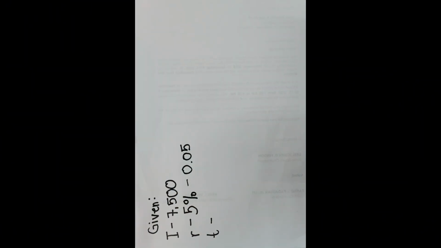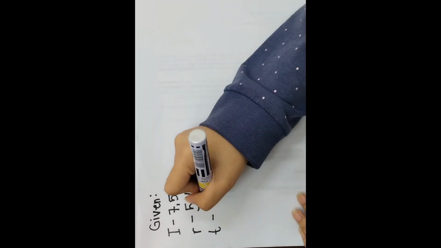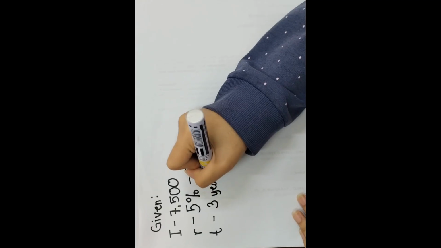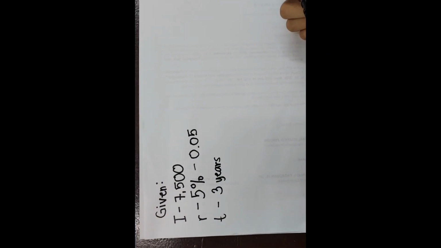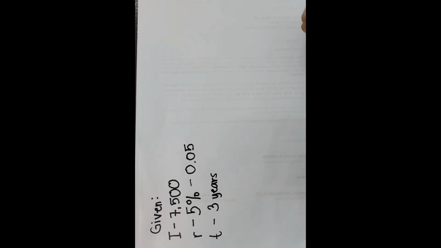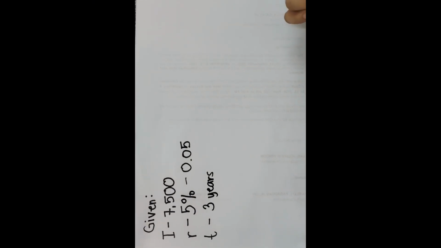We were given the time of 3 years, where in some cases you have to take note that if the time is given in months, we have to divide it by 12, which is the number of months in a year. And if it is in weeks, it will be 52 weeks in a year, while in days, it's going to vary between ordinary and exact interest. So in our problem, it's already in years, so we don't have to change anything.